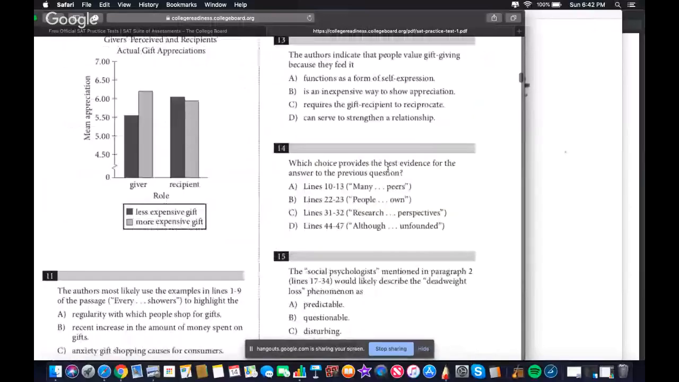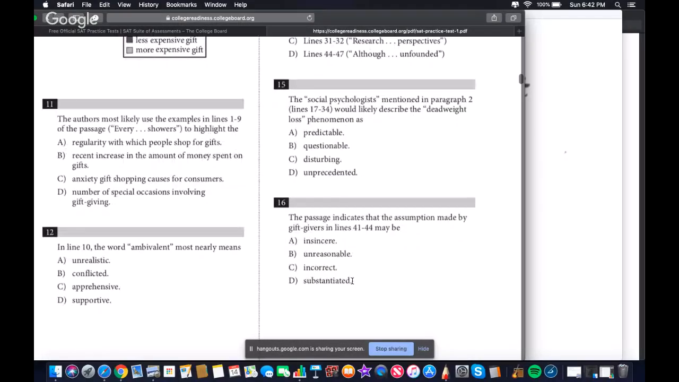Right, so now we have two answers. We have substantiated, and we have evidence that matches that, and we have incorrect, and we have evidence that seems to match both of those here.